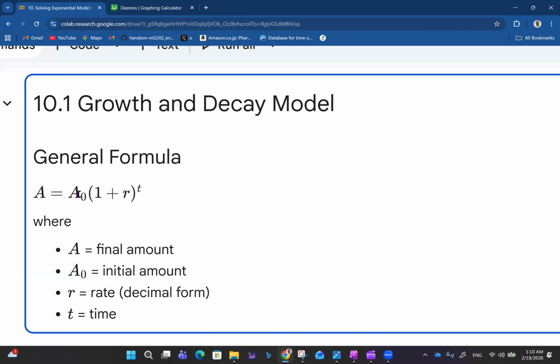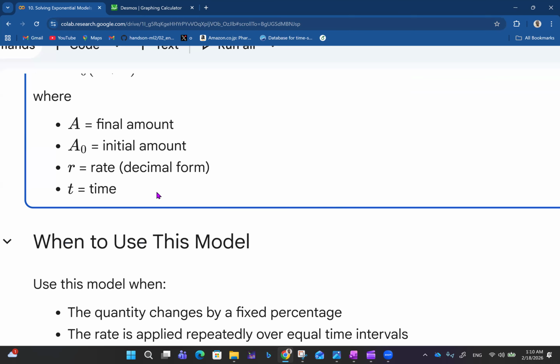For compound interest, this would be like the principal. A is the amount, and then of course you have the rate, maybe rate of decay, rate of growth, rate of how your money is compounding, and the time it is taking. That is what this is. So R is rate in decimal form. Decimal, so if you have 0.7, that's 7 over 10, right? And T is time. In some places you see N here, right? This is the general formula for the growth and decay model.